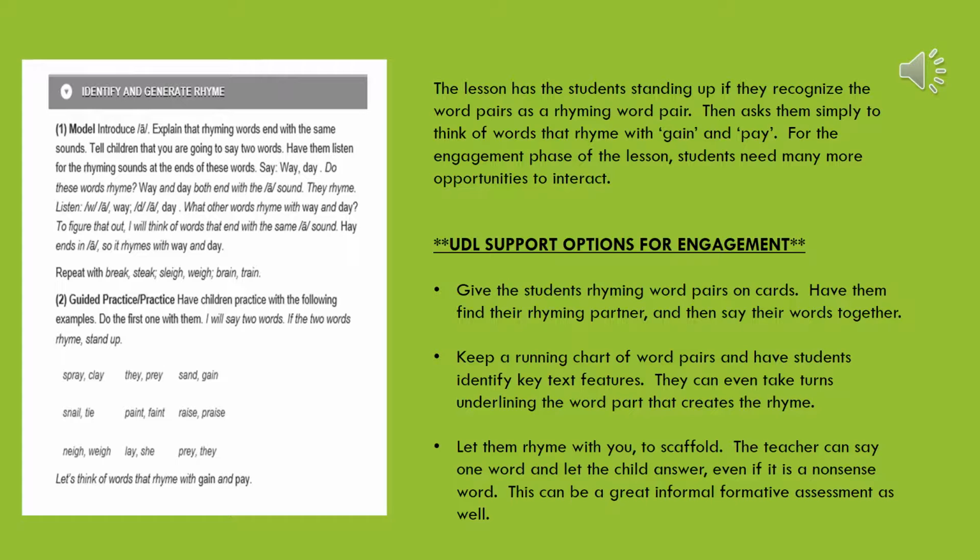Some UDL support options for engagement could possibly be giving students rhyming word pairs on cards. Have them find their rhyming partner and then say their words together. Keep a running chart of word pairs and have students identify key text features. They can even take turns underlining the word part that creates the rhyme.